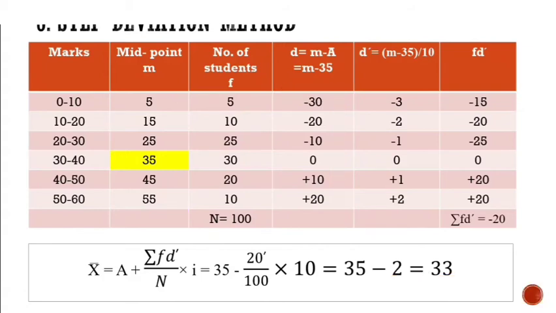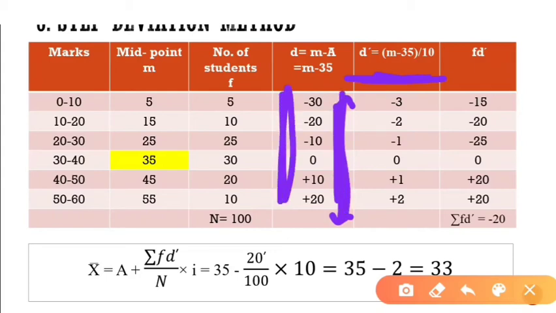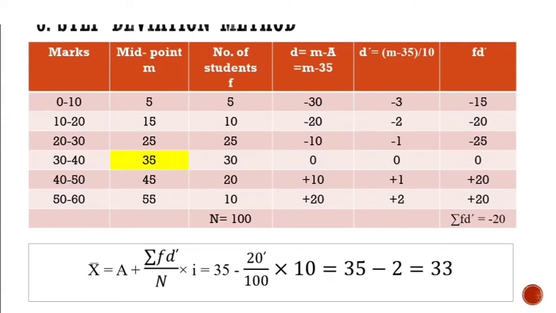After that, what we have to do, we have to look for the common factor of d. What is the common factor of these things? It's easily visible that 10 is present everywhere in this column. So we are going to divide this column by 10. That is d dash. We're going to calculate d dash as m minus 35 divided by 10. So these are the values of m minus 35, and we are going to divide them by 10. So we are getting minus 3, minus 2, minus 1, 0, plus 1 and plus 2.